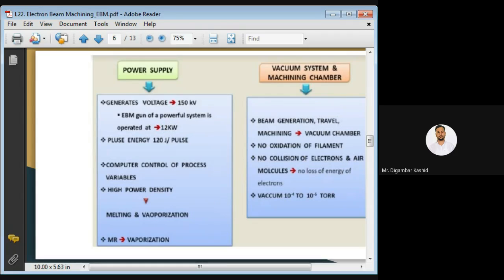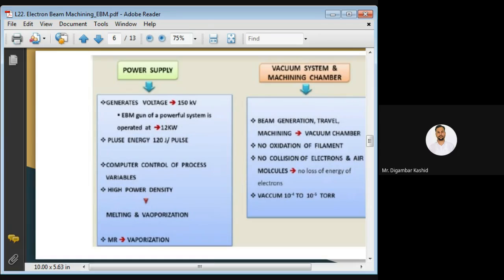High power densities are required for melting and evaporation of the metal, and they give a high metal removal rate also. Using the power supply, if you have a high power density, then melting and evaporation of the material will take place, and we get a high material removal rate. A huge amount of energy is generated by the collision of these electrons, so the material is machined mostly by vaporization.